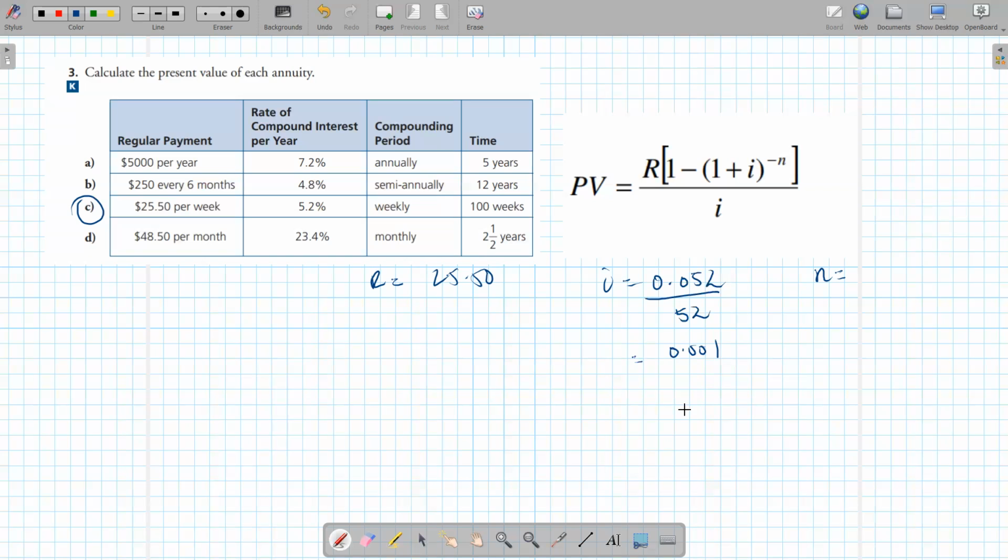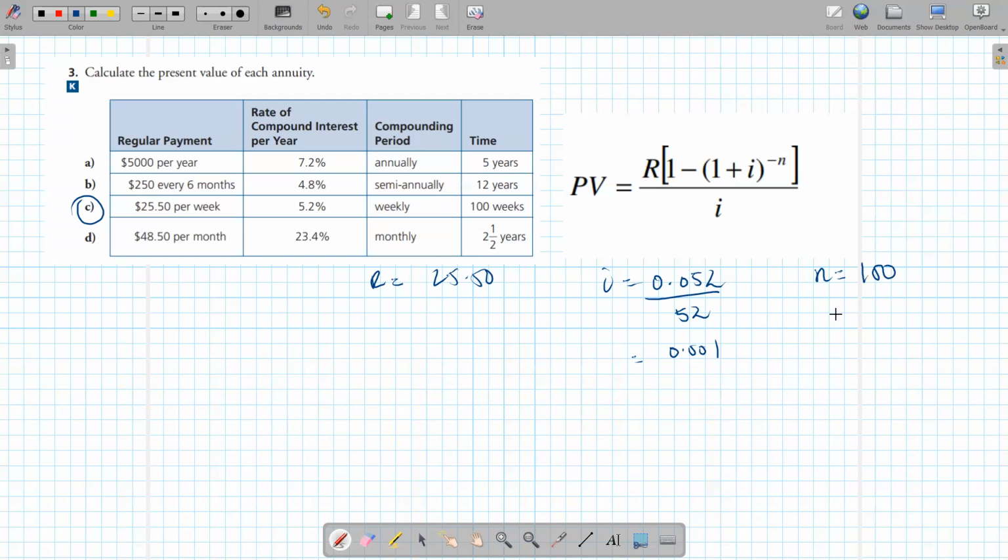Do you have to convert like 100 weeks into years? No, you don't. So basically, this is being compounded weekly, right? How many weeks are there in 100 weeks? 100. Yeah, so you don't have to touch this.